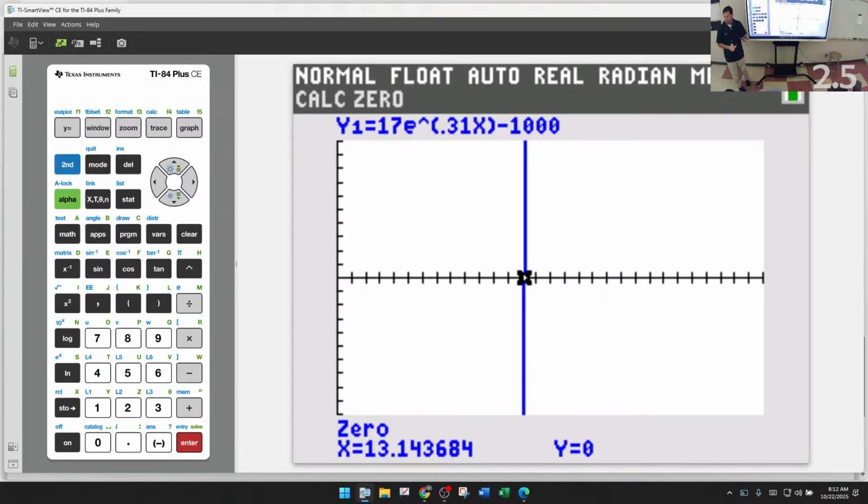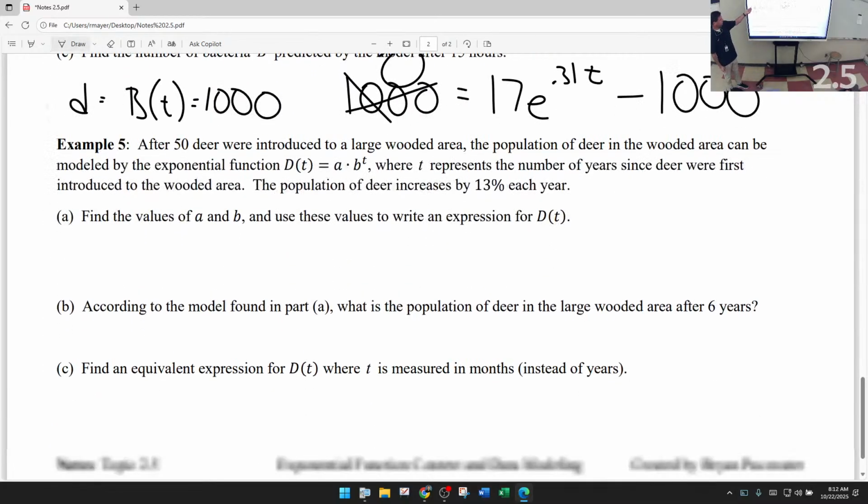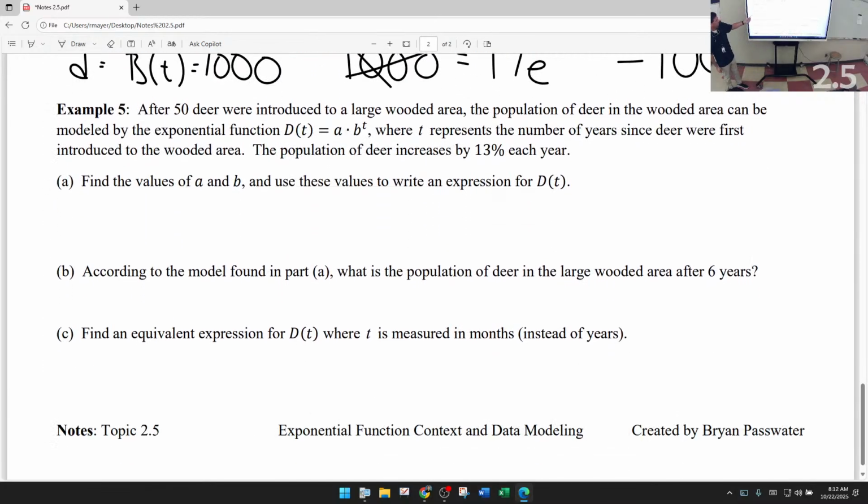Was that the last question? Oh, there's another example? Well, I probably don't need to do that. You have a D on that one too? Yeah.